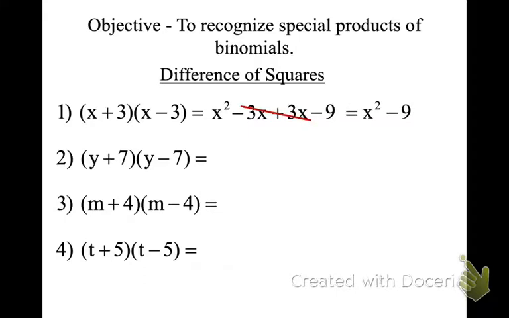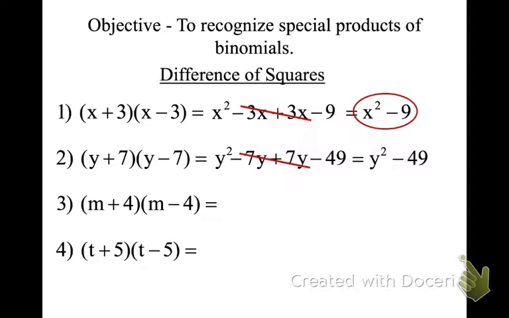If I do the same thing, y times y is y squared. Y times negative 7 is negative 7y. 7 times y is positive 7y. And 7 times negative 7 is negative 49. Can we see any patterns here? Can anybody describe the kinds of patterns that we're seeing?